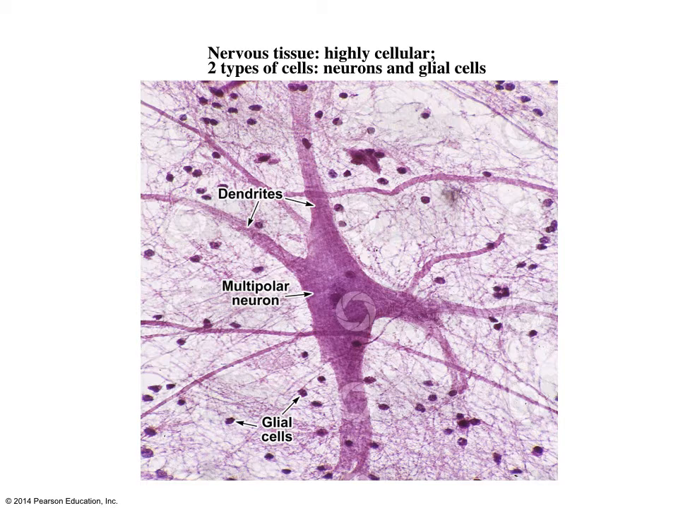Nervous tissue is highly cellular. This slide is not from your book, but I chose it because it fairly dramatically shows the difference in size between the two categories of cells in the nervous system, which are neurons or nerve cells and supporting cells, which are called glial or neuroglial cells. Again, nervous tissue is highly cellular. However, there are only two types of cells, neurons and glial cells.